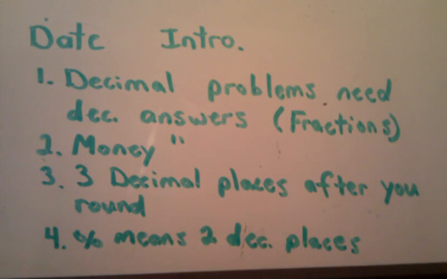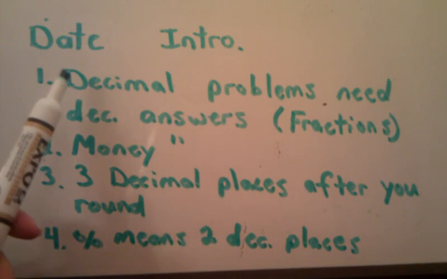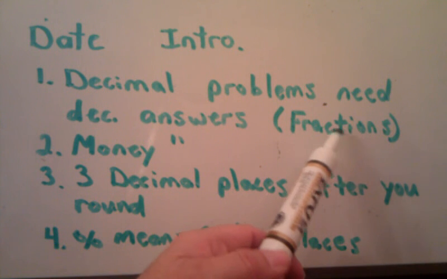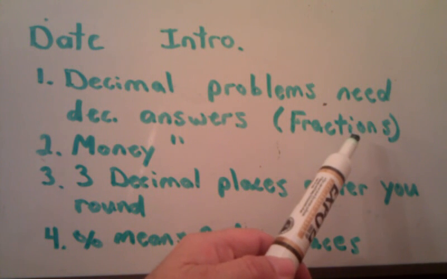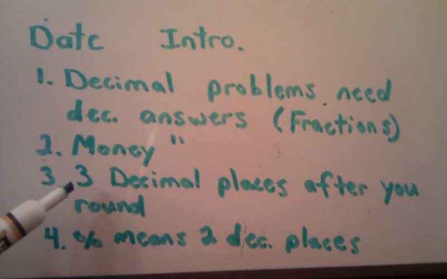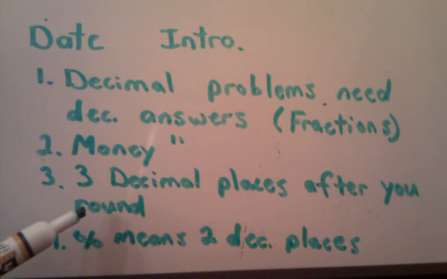Okay. So we need to remember that if your problem is written in decimals, then your answer needs to be in decimals. If it's written as a fraction, the answer needs to be as a fraction. If it's written in money, the answer needs to be in money. So make sure your answer is in the same format as the question. We said that unless it says otherwise, you need 3 decimal places after you round. A percent means you only have to have 2 decimal places.